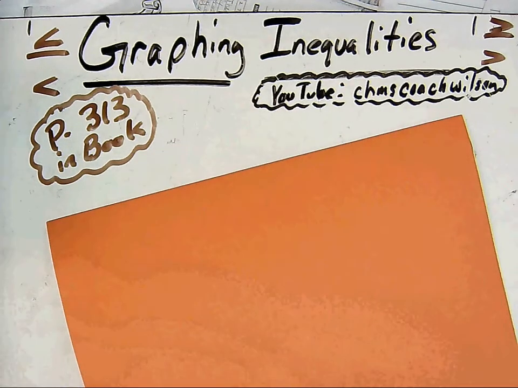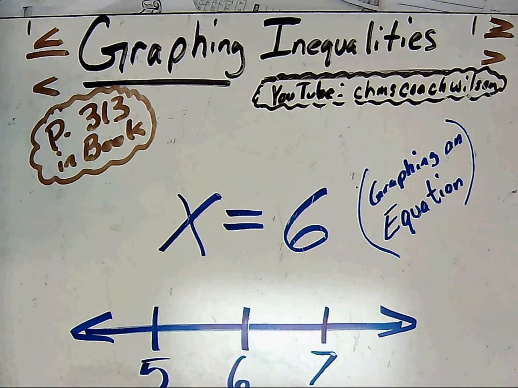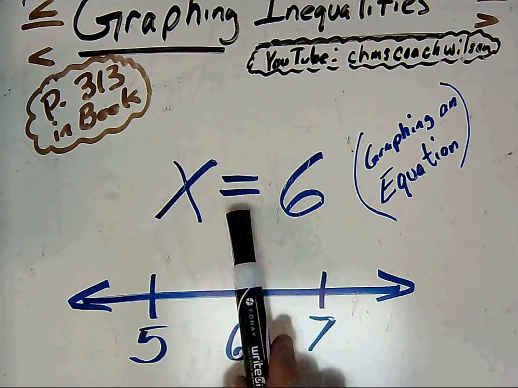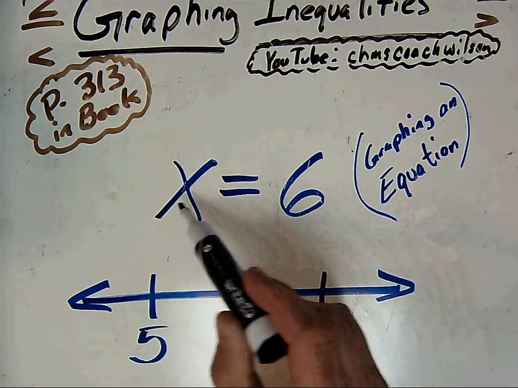Okay, now just kind of backtrack a little bit. I want you to see this one. Okay, this is an equation. x equals 6. It's an equation because it says equals. Now, we didn't graph equations. There's a very good reason for that. It's boring. So x can only be one number.